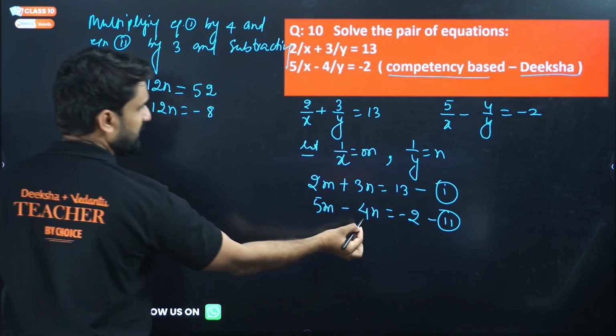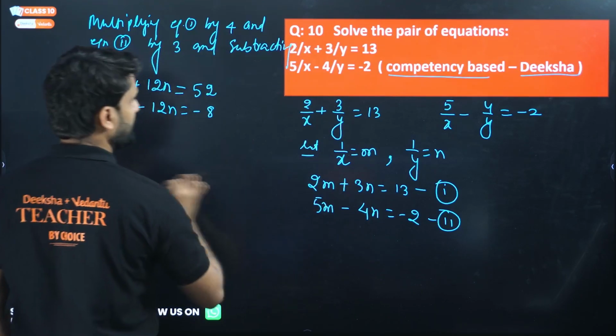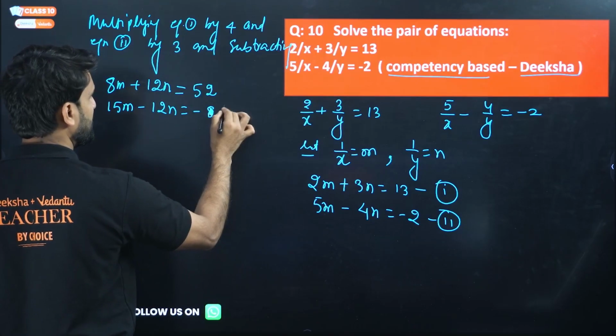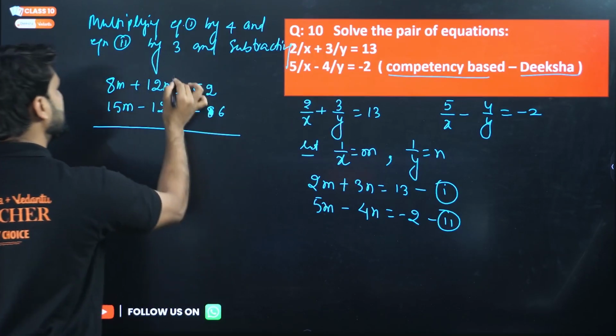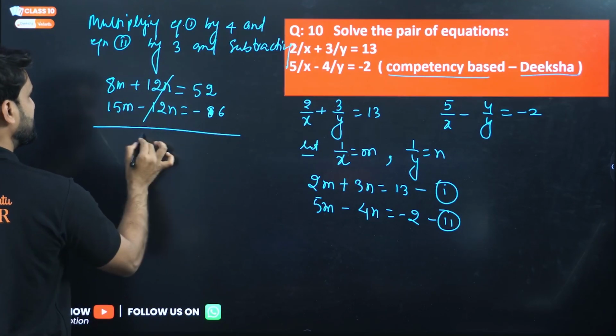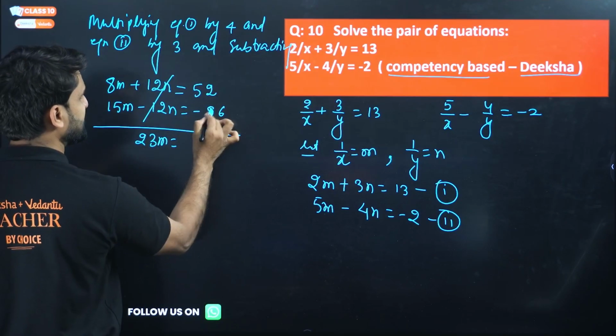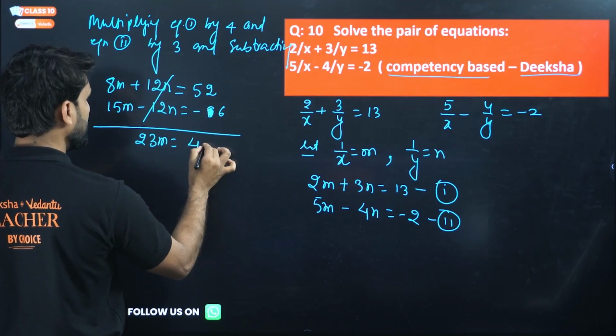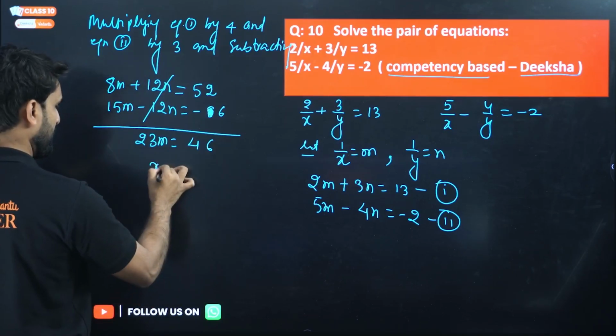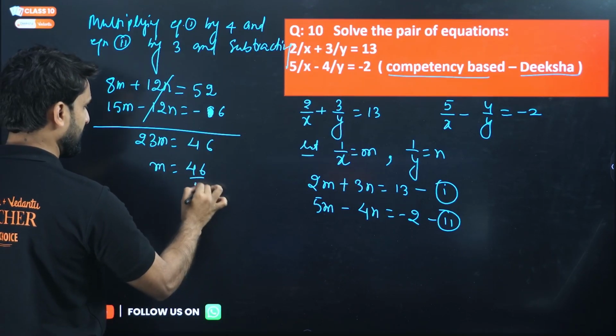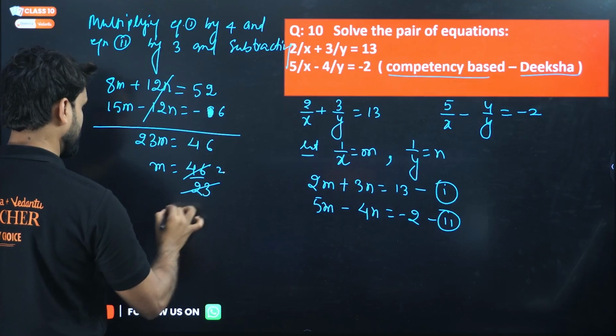Oh sorry, I'm multiplying this number by what? 3. So this will be minus 6. Now can we cancel? This will be cancelled. 8m plus 15m will be 23m, and this will be 52 minus 6 is equal to 46. So m will be equal to 46 by 23, and this is equal to 2.